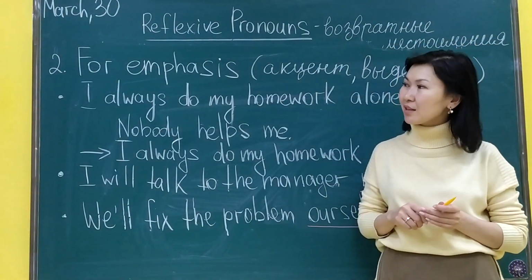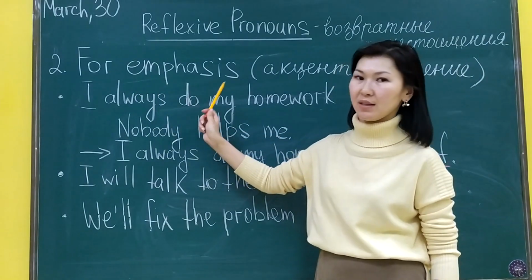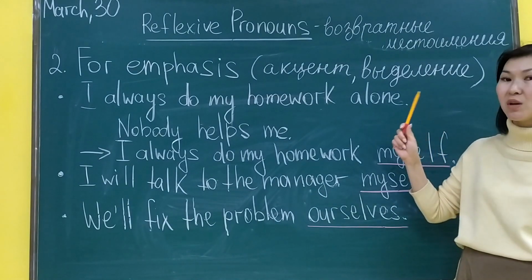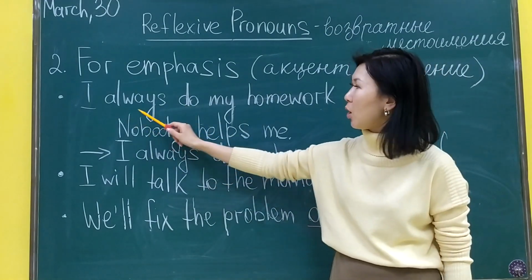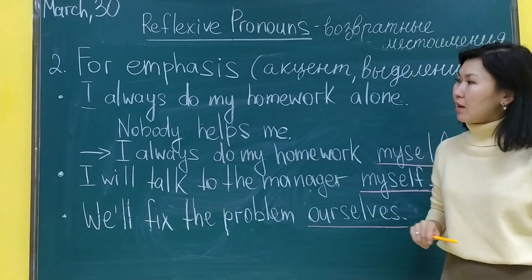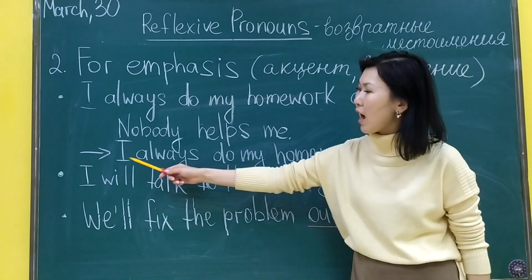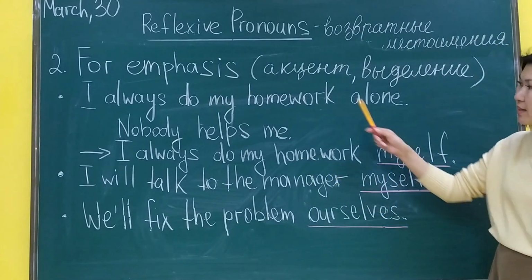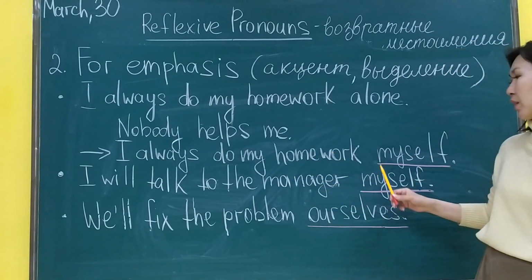Let's have a look at the second reason when we use reflexive pronouns. And that is for emphasis. То есть для акцента или для выделения в предложении мы используем возвратные местоимения. Let's have a look at this example. I always do my homework alone. Nobody helps me. And if I want to use a reflexive pronoun, I can say I always do my homework myself. Myself has the same meaning as in this sentence, that it means that I always do my homework alone.